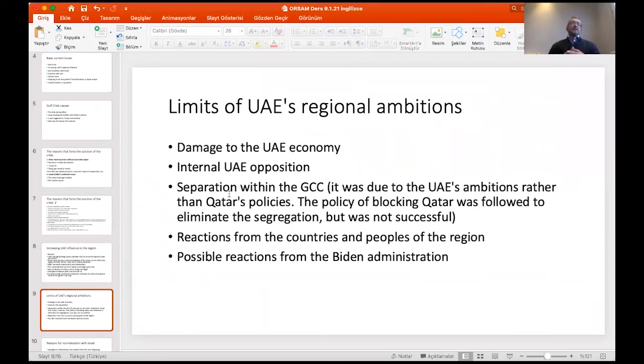Of course, there are some limits of the UAE's regional ambitions. For example, this kind of foreign policy is very costly and has a lot of damage to the United Arab Emirates economy. Therefore, the internal UAE opposition has arisen against this kind of policy.